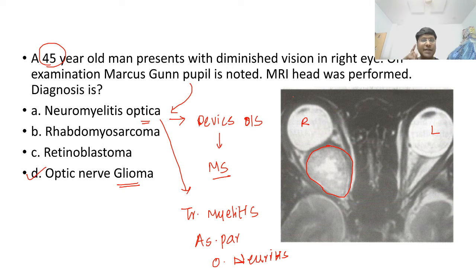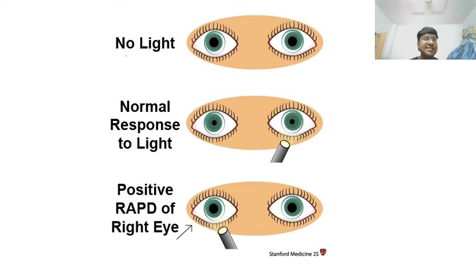Next. Now, one point I will tell you about what is called the Marcus Gunn pupil. Most of you might know, but for those students who don't, let me tell you. This is the normal eye, and this is your normal pupil. Consider the normal light reflex. For example, this is the left eye and this is the right eye. When you show light to the left eye, you will have constriction of the pupil in the left eye, that is the direct light reflex, and you will also have constriction of the pupil in the right eye, that is the indirect light reflex. That is normal.